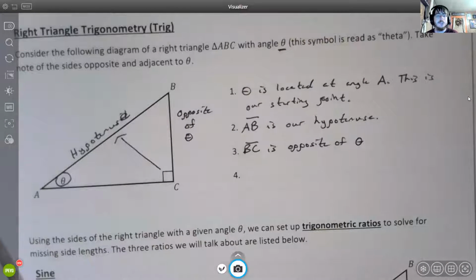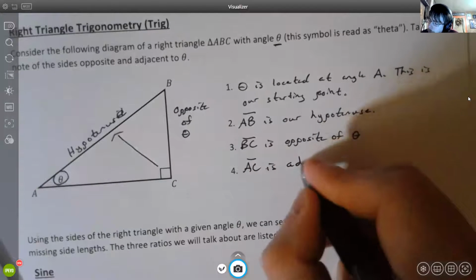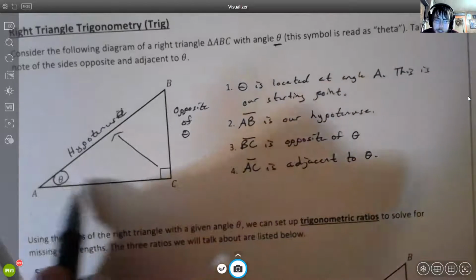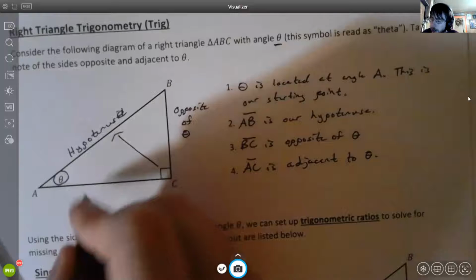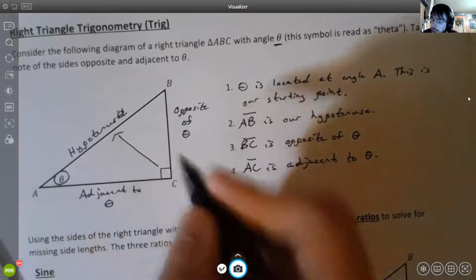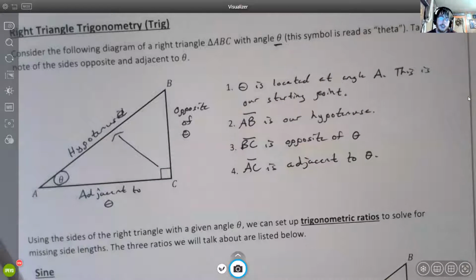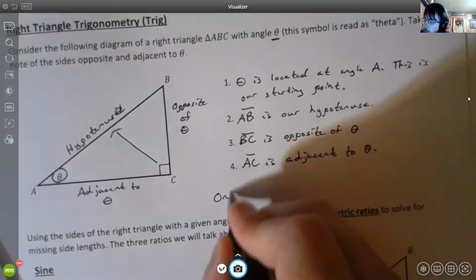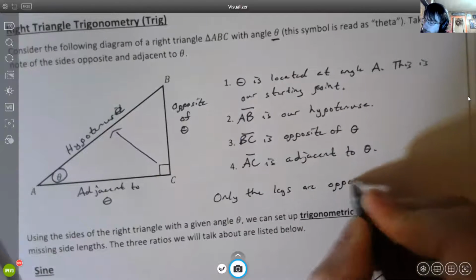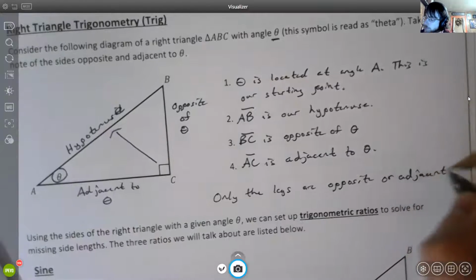And finally, that leaves AC to be our adjacent side. And the reason this is adjacent to theta is because it is touching that angle A there. Now, what's important to note, although the hypotenuse is adjacent to theta, we only say that the leg is adjacent. Okay, so only the legs are opposite or adjacent. The hypotenuse is always just the hypotenuse.